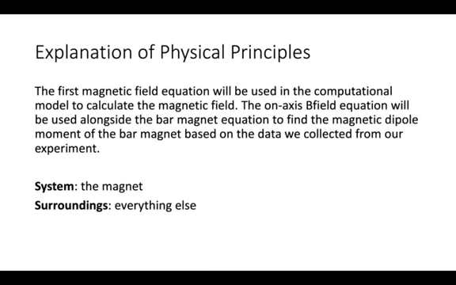The first magnetic field equation will be used in the computational model to calculate the magnetic field. The on-axis B field equation will be used alongside the bar magnet equation to find the magnetic dipole moment of the bar magnet based on the data we collected from our experiment. In our experiment, the system was the magnet and the surroundings was everything else.